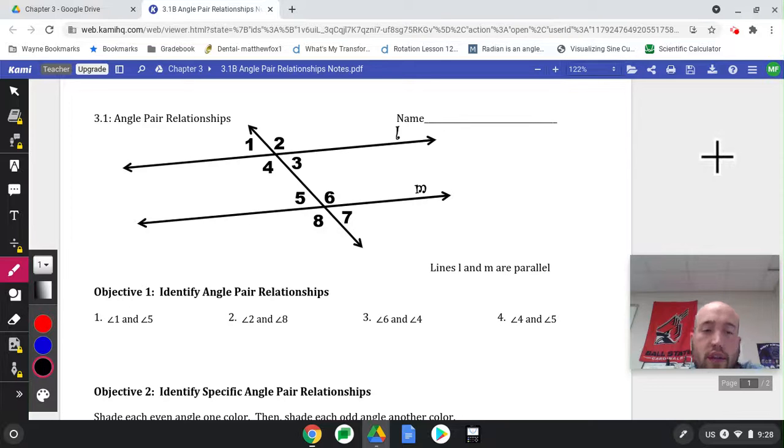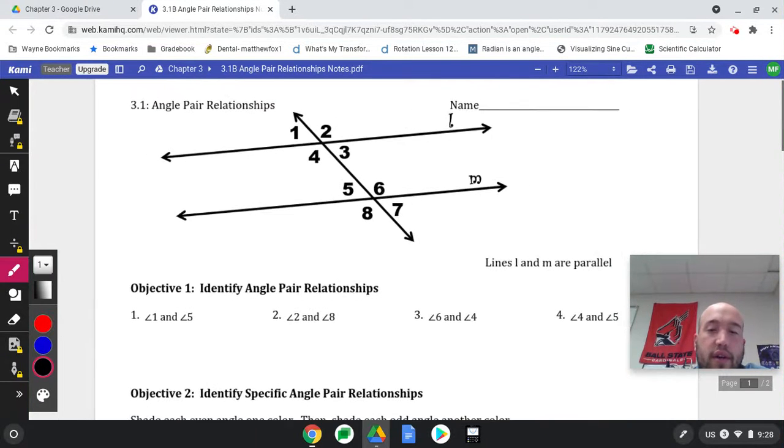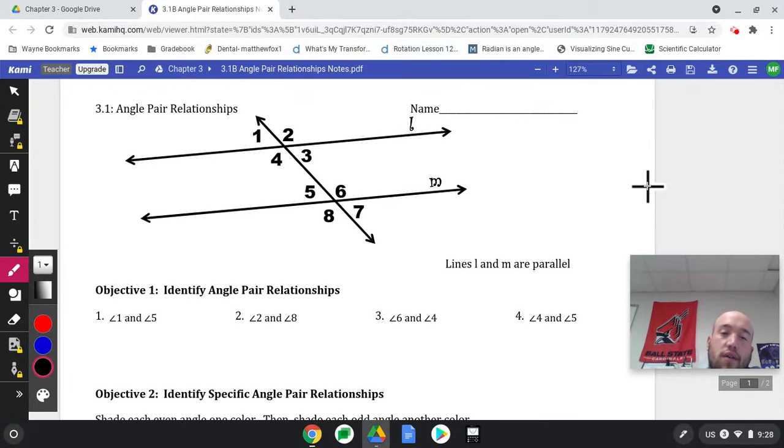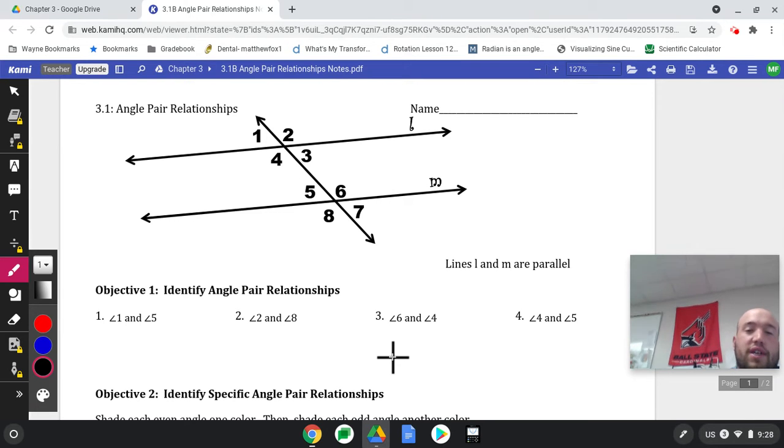All right, good morning. Today we're going to continue talking about some angle pairs. As we look up here, first thing I want us to notice, when we have our two lines cut by the transversal, notice it says lines L and M are parallel. Okay, so if these two lines are parallel, one way we can indicate that, if we put these little arrowheads on, that tells us they're parallel, okay?